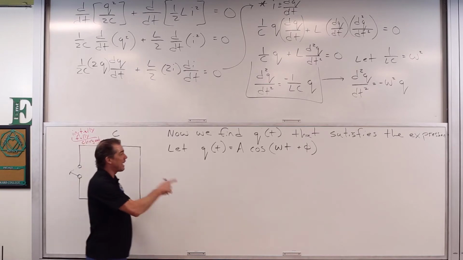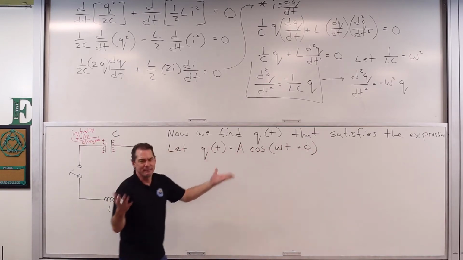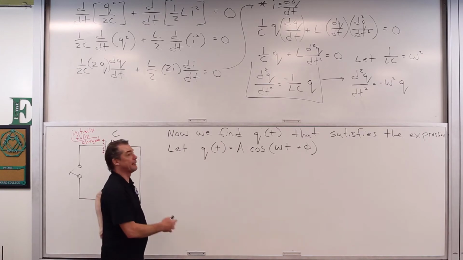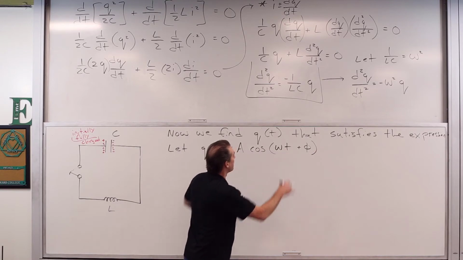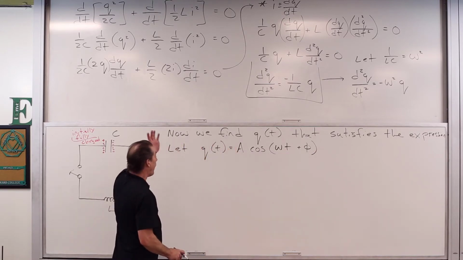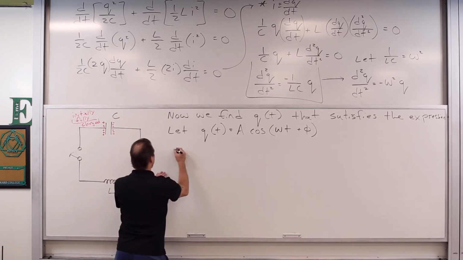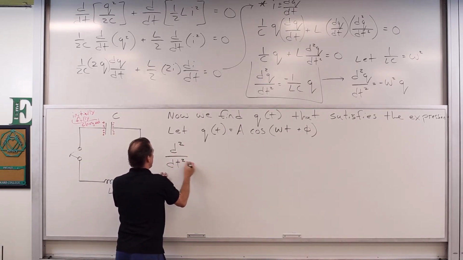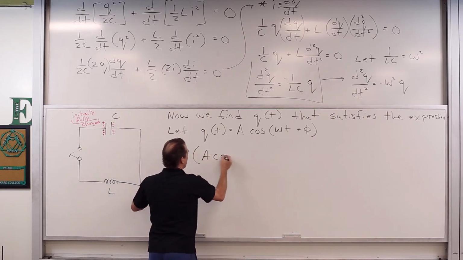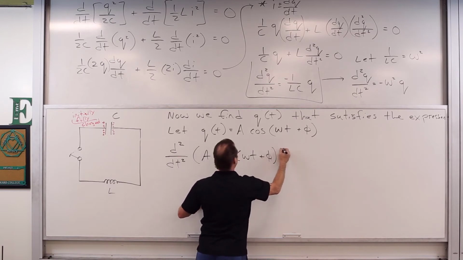Let's see if this actually satisfies this equation. Let me say, how did you come up with that? A little bit of intuition, a little bit of experience, and yeah, I've done it before. But nonetheless, this is how we start thinking about solving these differential equations and such. Nonetheless, what happens if we take 2 derivatives of this? Well, let's look. d squared by dt squared of a times the cosine of omega t plus phi.